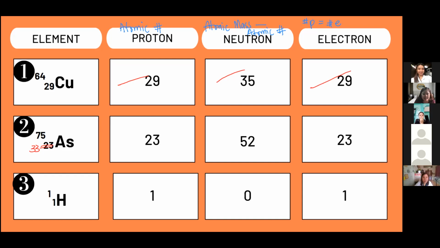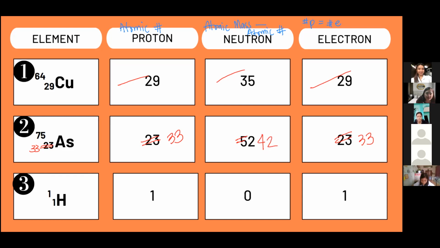So since this is a typographical error, arsenic here is 33. If you check it in the periodic table, the atomic number of arsenic is 33. So supposedly, class, the correct answer here is 33 also. That is for the number of protons and also with the number of electrons. Ayan. And 75 minus 33, that is, this one is 42. Okay? I hope naka-follow pa.